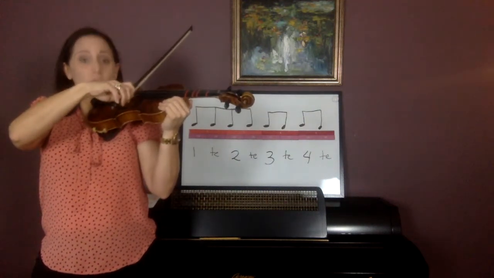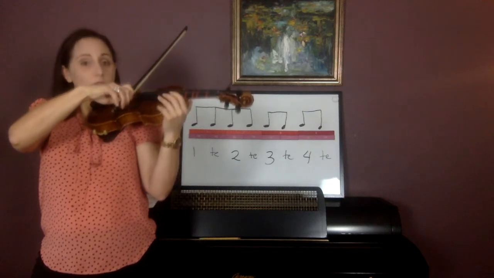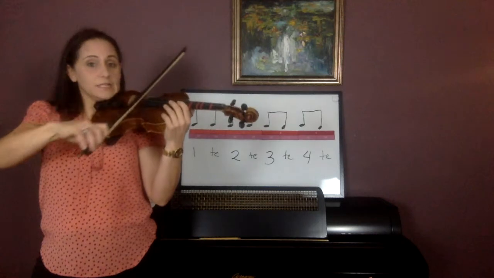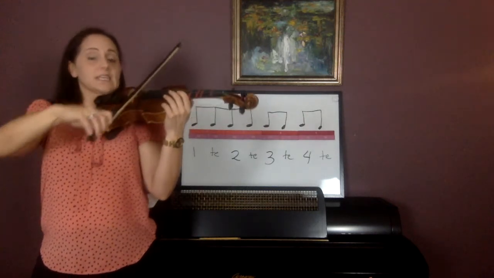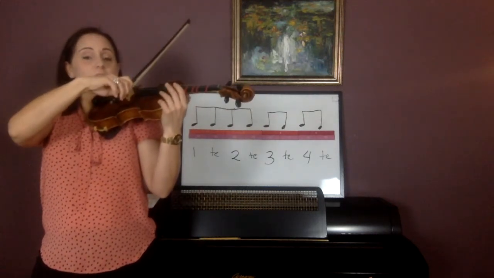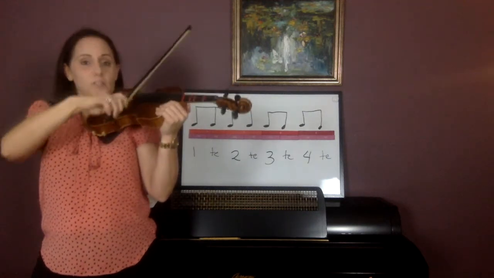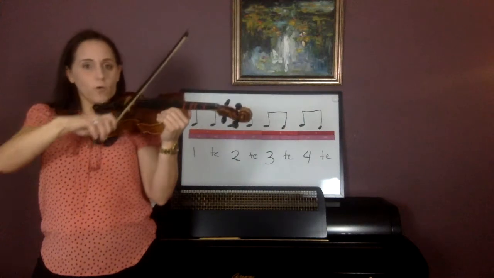Now we're going to do eighth notes. With me. 1 tay, 2 tay, half a bow, and go. 1 tay, 2 tay, 3 tay, 4 tay. Okay, try that again. Eighth notes. Ready, and go. 1 tay, 2 tay, 3 tay, 4 tay.